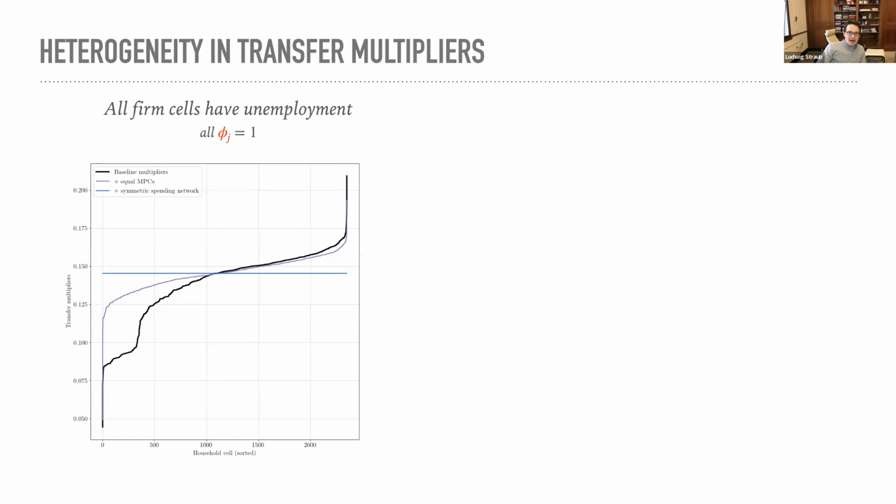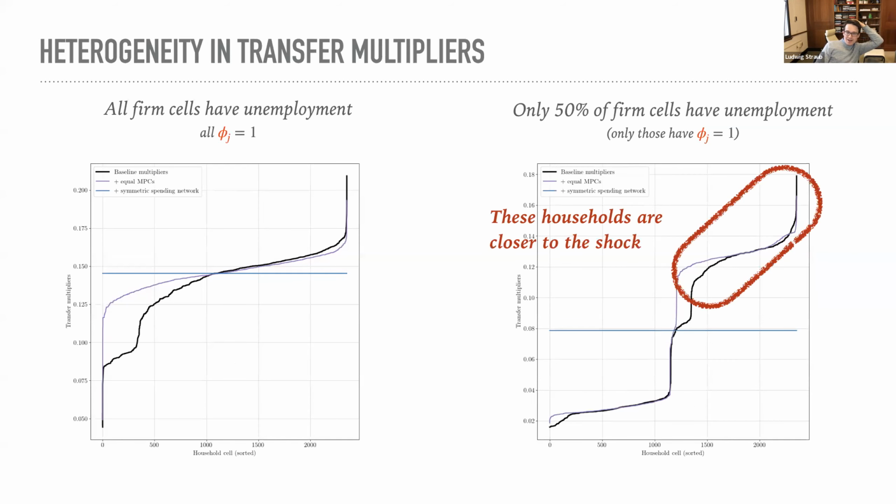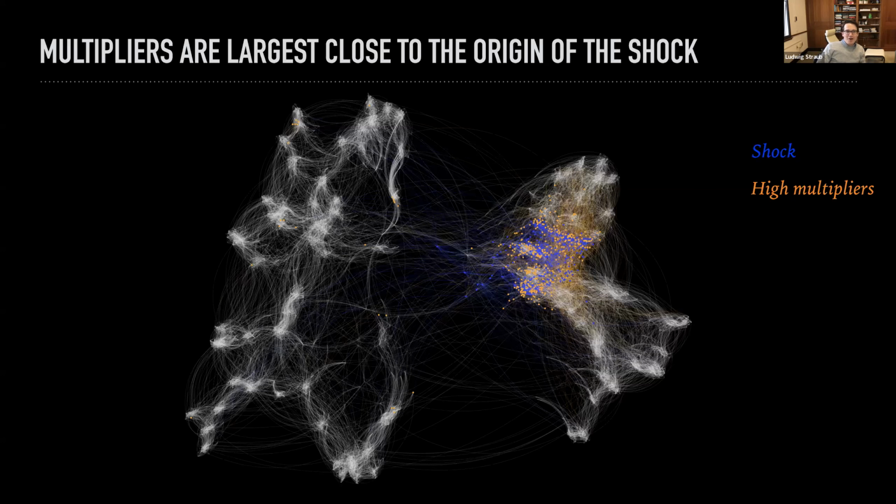Great. I'm just going to end with the following few plots. In a simple example, if these blue dots are the firm cells that have positive unemployment, which household cells are the ones that have a high multiplier across all household cells? You see that it's mostly ones that are relatively closely co-located with the firm cells that have positive unemployment.